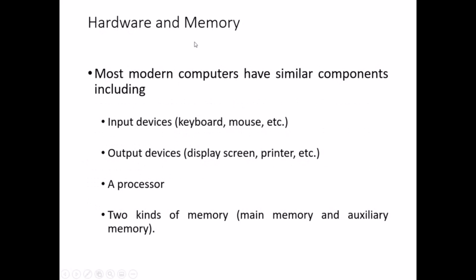As I mentioned before, the computers include input devices, output devices, and a processor. A processor is the CPU. So the central processing unit is the processor. As I mentioned, there are also two kinds of memory available, main memory and auxiliary memory. Auxiliary means secondary, ثانوي. Anything other than main memory will be auxiliary. Flash, DVD, any media you can save on, will be auxiliary memory.